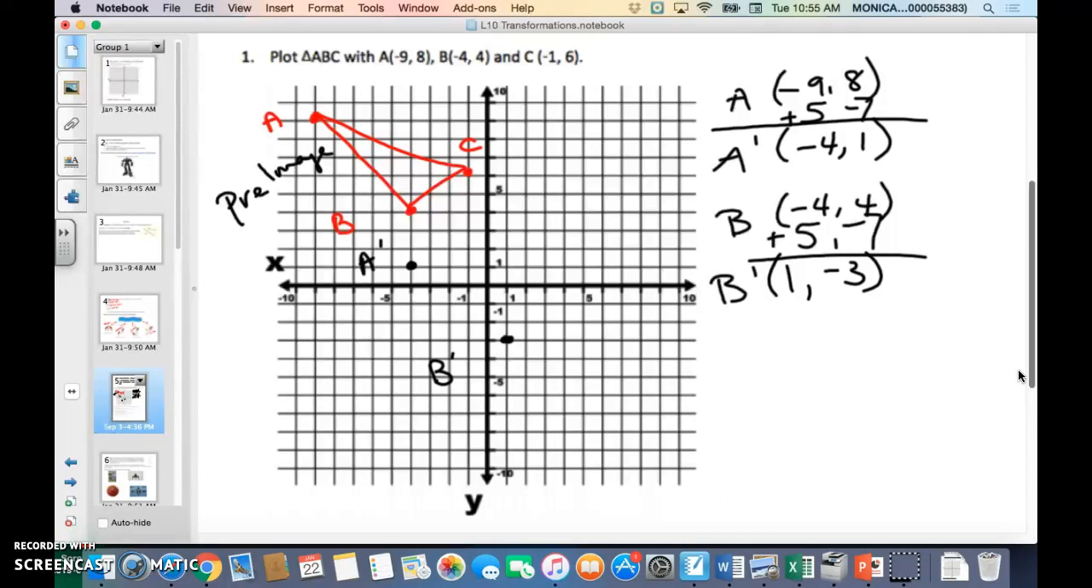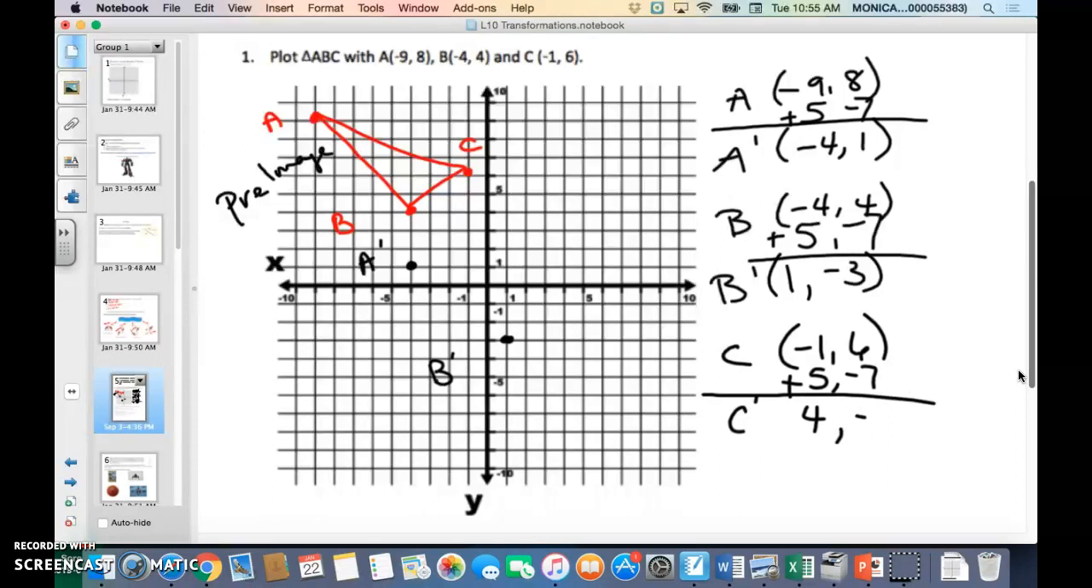And I'm going to do the same thing to C. So my original C was at -1, 6. That's my pre-image. I'm going to add 5 to the x and subtract 7 from the y. So C prime is now at 4, -1.